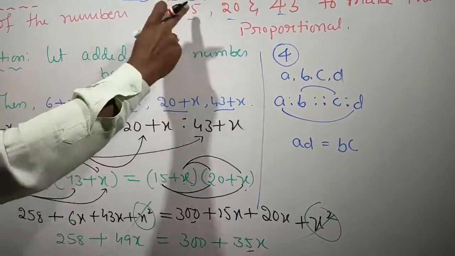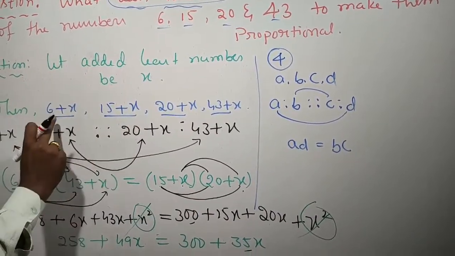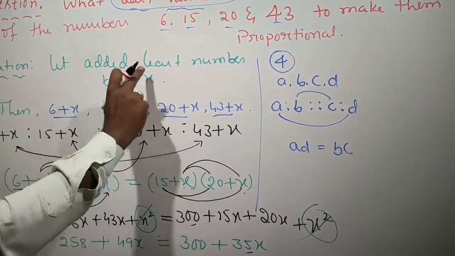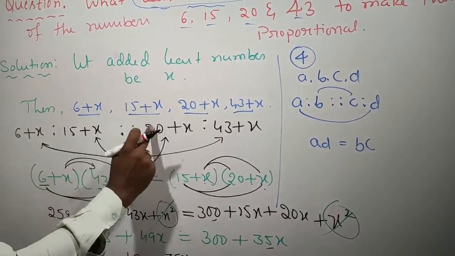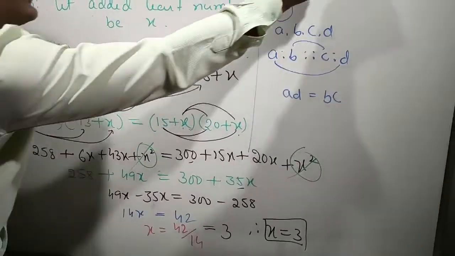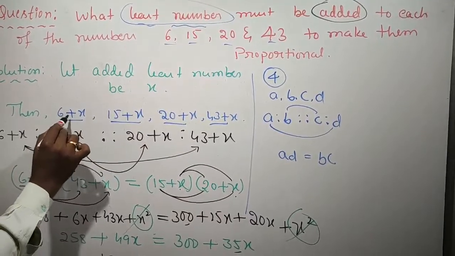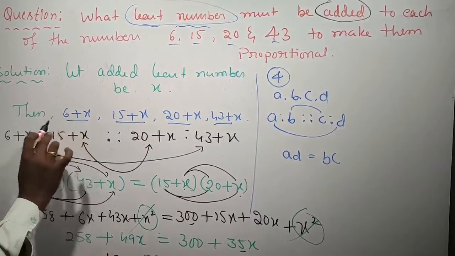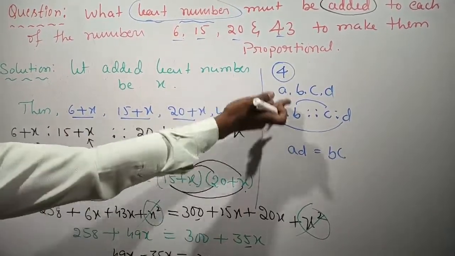Sometimes if the question says what least number must be subtracted, at that time you should take the least subtracted number as x. Then 6 minus x, 15 minus x, 20 minus x, 43 minus x, you consider like this. Here added is there because I did addition, children. When subtracted comes, you should write 6 minus x, don't write x minus 6. 6 minus x, 15 minus x. Then we will continue this method, children.